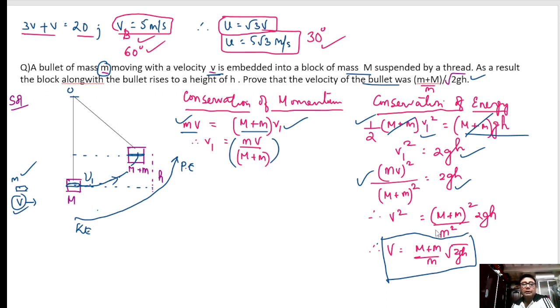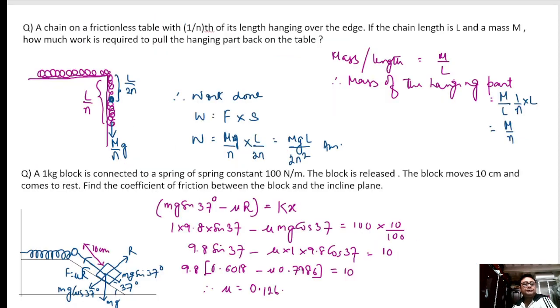So friends, next, let's see the next sum. A chain on a frictionless table with 1 by nth of its length hanging over the edge. So see, 1 by n of the total length. The total length of the chain is L. That means L by n part will hang down. So this is the L by n part hanging down. Okay, and total mass of the chain is m.